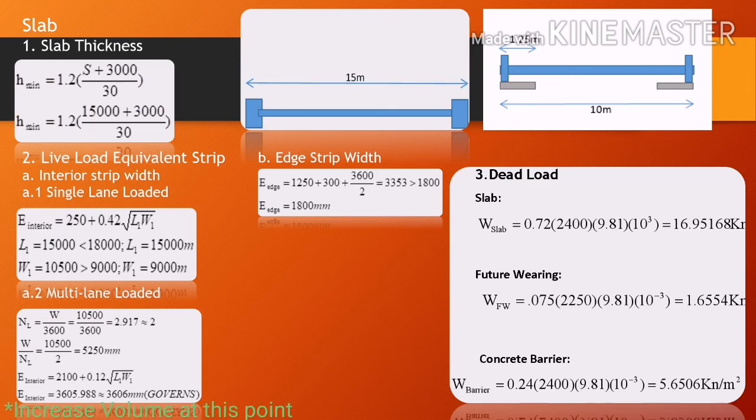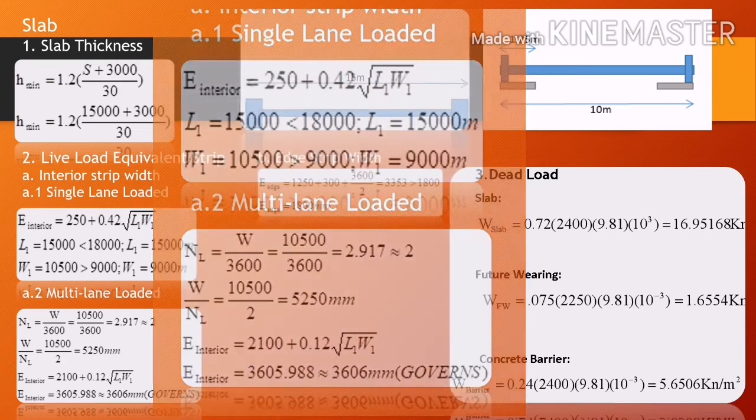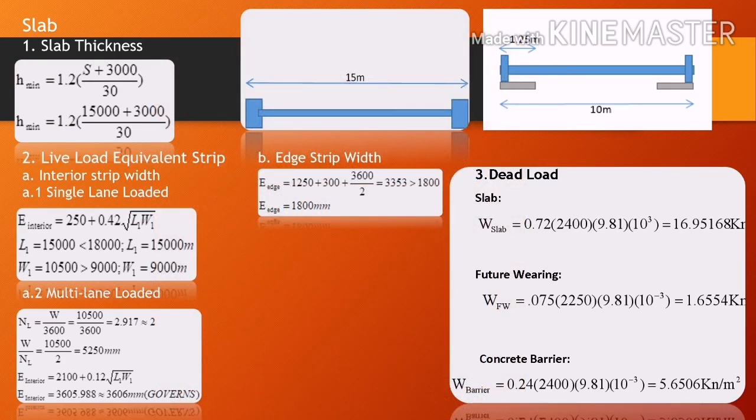For interior single lane loaded, the E interior is equal to 5129 millimeters. For the multi-lane load, E interior is equal to 3606 millimeters. And for the edge strip, E edge is equal to 1800 millimeters.